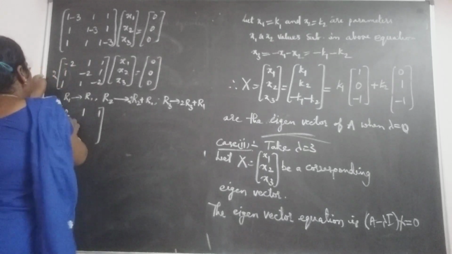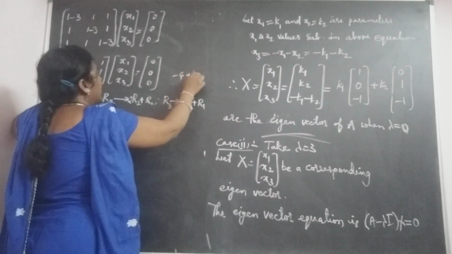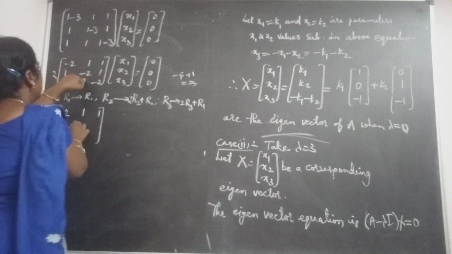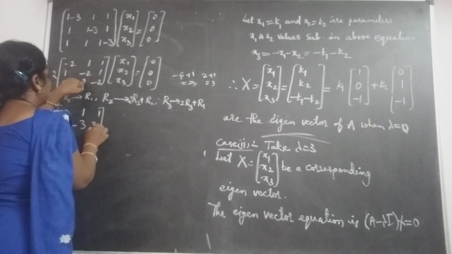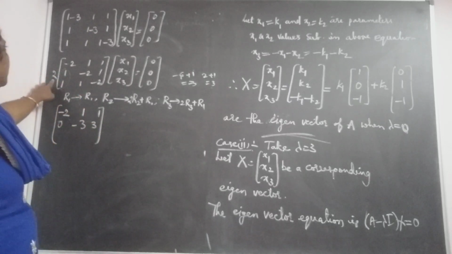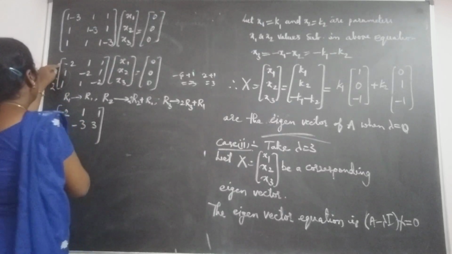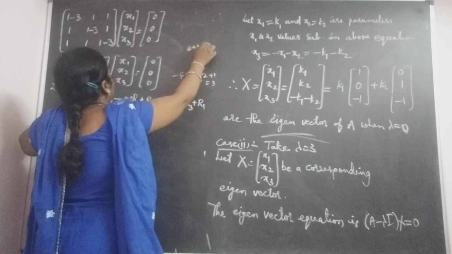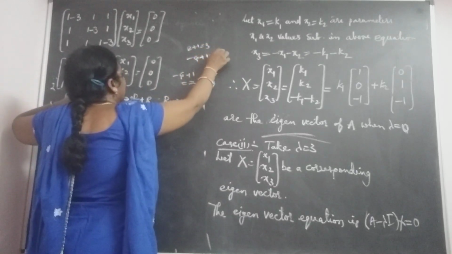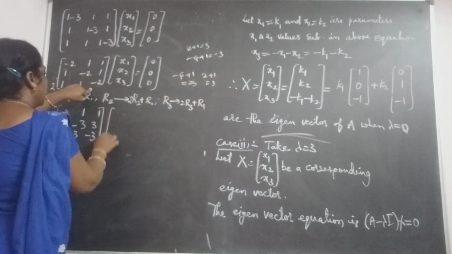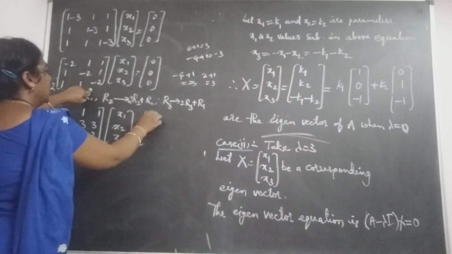2 minus 2 is 0. Minus 4 plus 1 is minus 3. This is minus 3. 2 plus 1 is 3. The same way the third row is multiplied with 2. 2 minus 2 is 0. 2 plus 1 is 3. Minus 4 plus 1 is minus 3. So [minus 2, 1, 1; 0, minus 3, 3; 0, 3, minus 3] into x1, x2, x3 is equal to 0, 0, 0.